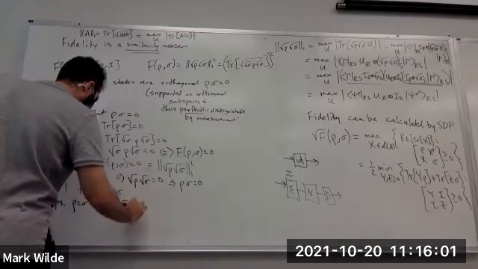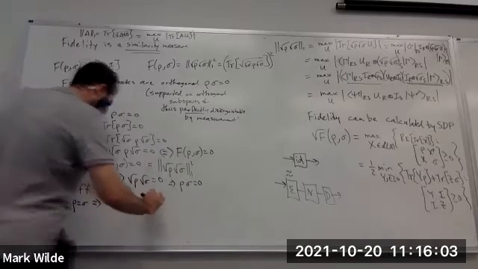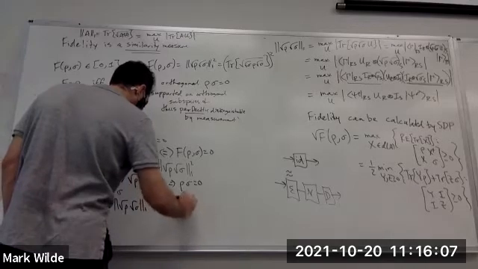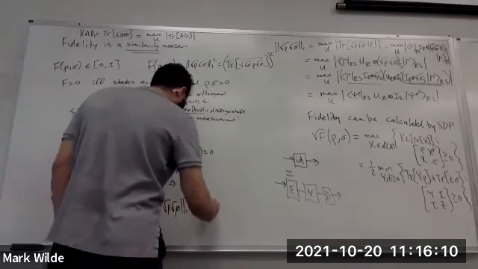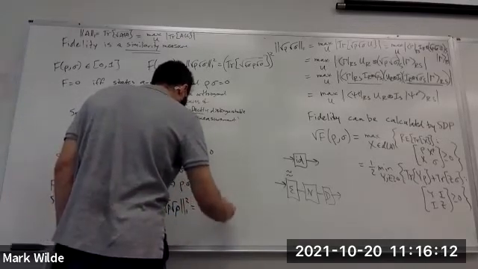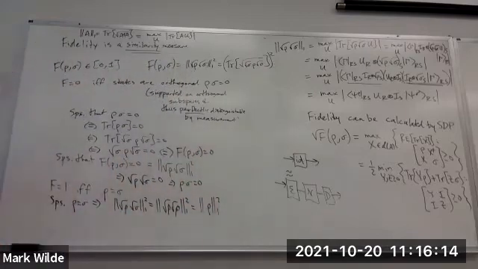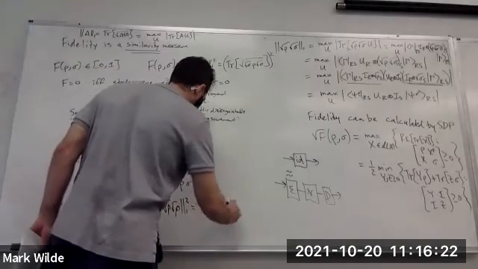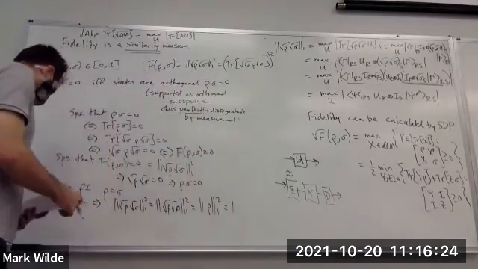Then the fidelity formula collapses to just, let me write everything for clarity. This way is very simple. It just collapses to the trace norm of rho. Rho is positive semi-definite and its trace is 1. It's a quantum state. So fidelity is 1.